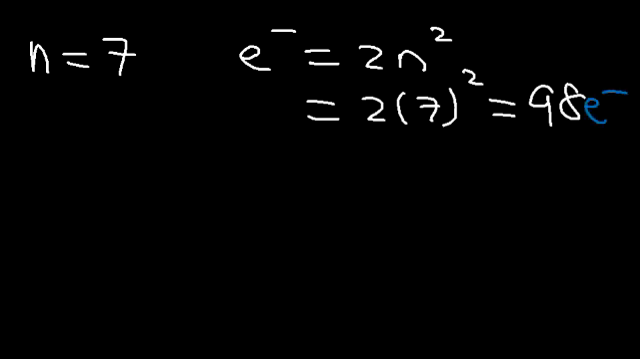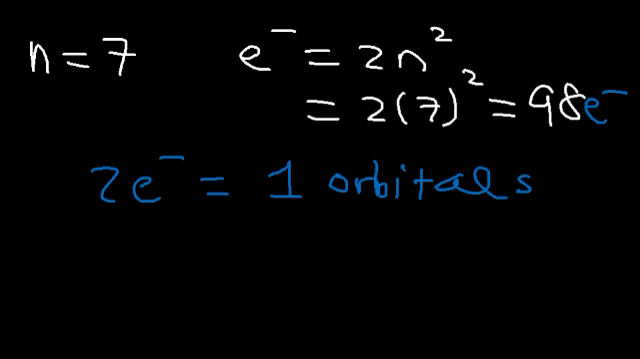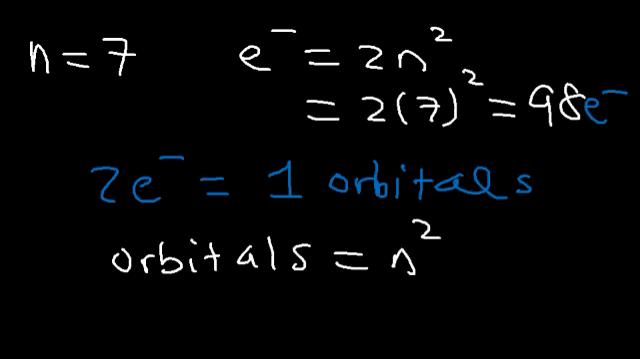Now, what's the maximum number of orbitals the 7th energy level can have? Now keep in mind, there's 2 electrons per a single orbital. So therefore, the number of orbitals is half the number of electrons. So the maximum number of orbitals is equal to n squared. So 7 squared is 49. So therefore, in the 7th energy level, there are up to 49 orbitals.